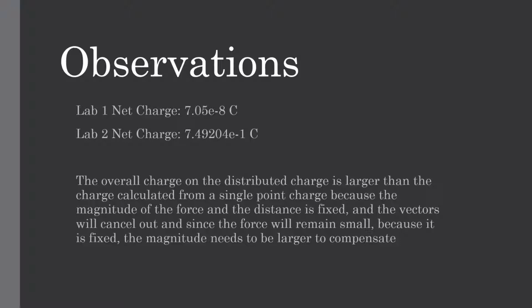The overall net charge on the tape as calculated in Lab 1 was 7.05 times 10 to the negative 8 coulombs, while the overall net charge of the tape as calculated in Lab 2 was 7.49 times 10 to the negative 1 coulombs. The overall charge as calculated in Lab 2 is much larger than the value calculated from a single point charge because the magnitude of the force and the distance are fixed and will remain small, and some components of the force vectors will cancel out, so the magnitude of the charge needs to be larger to compensate.